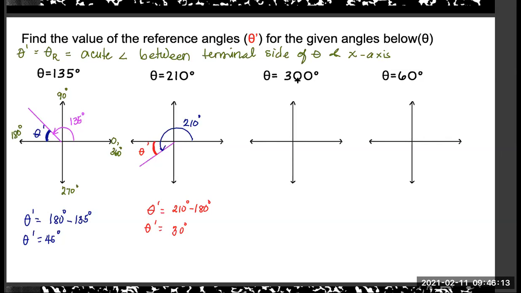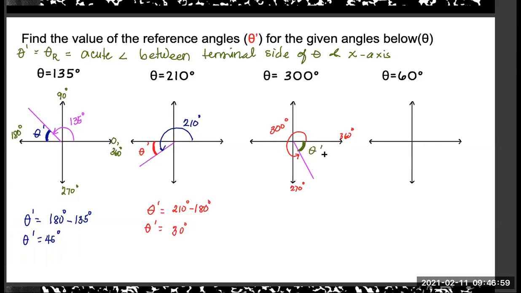Okay, now let's look at the next one. 300 degrees. Now this is 270. This is 360. So 300 degrees is between 270 and 360. Say this one. Okay, this is our 300 degrees. Now, the reference angle is the acute angle between the terminal side and the x-axis. So this is your reference angle right here.